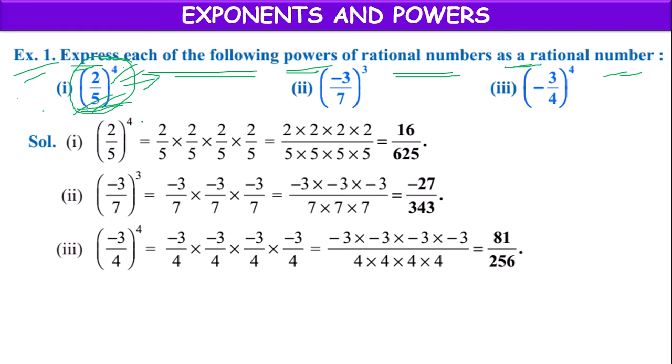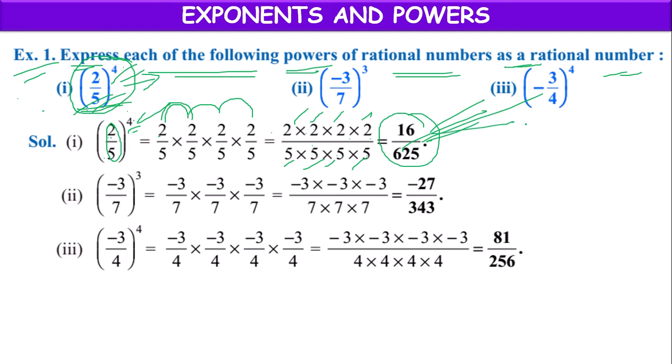So 2 by 5 whole power 4, what does it mean? 2 by 5 to be multiplied with 2 by 5, 4 times: 1, 2, 3, 4. Or we can multiply the numerator separately and the denominator separately. 2 into 2 into 2 into 2, 16. 5 into 5 into 5 into 5, 625. So 2 by 5 is a rational number, 4 is the power. A power of a rational number is also a rational number. 16 by 25 belongs to the rational numbers group.